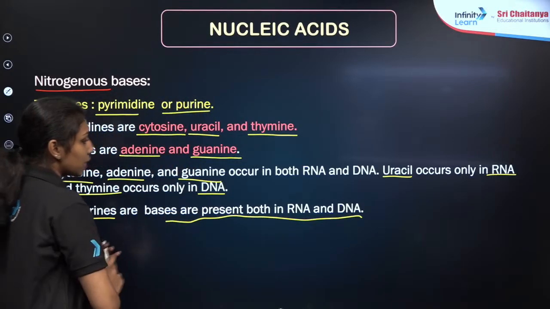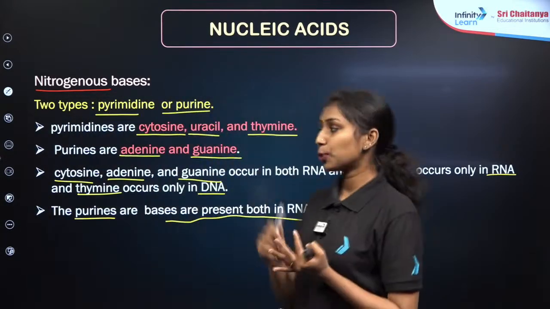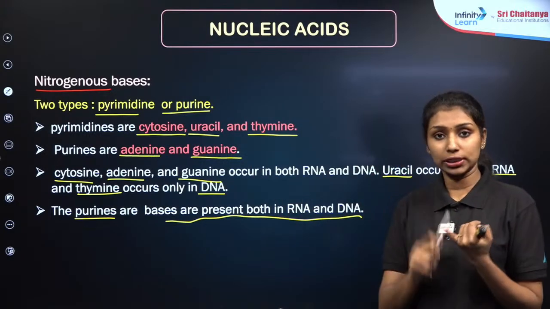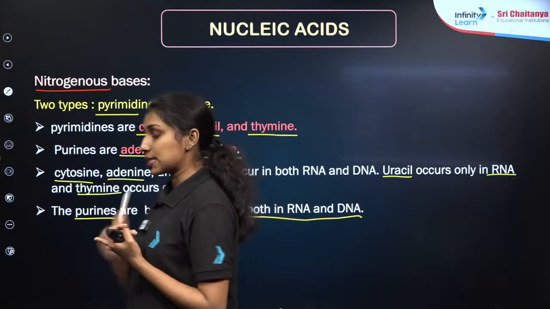So in terms of group wise, we can say that purines, right? Purines means they contain adenine and guanine. So we can say that in RNA and DNA, both the nucleic acids contain purines as a nitrogenous base.